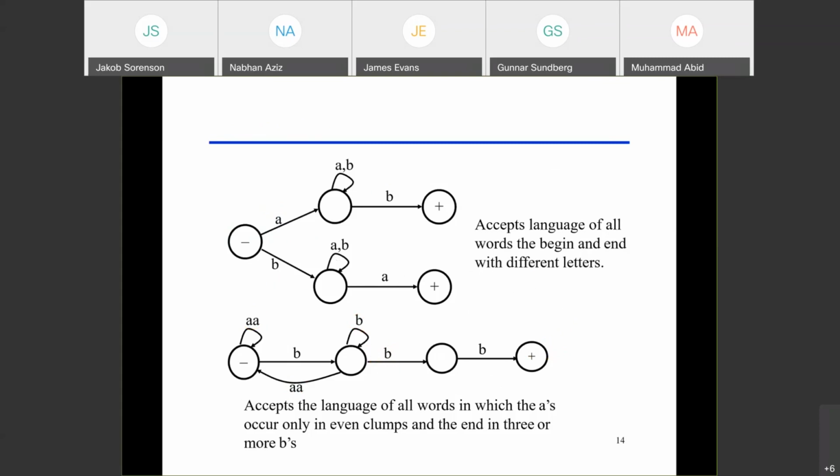And what this machine is doing is accepting the language of all words in which the A's occur only in even clumps. So whenever you have A, it will be in a multiple of 2, and the word ends in 3 or more b's. To reach the final state you need this one b, this must be there. So a minimum of 3 b's is required to reach the final state in this machine. So that's basically the language of this machine.